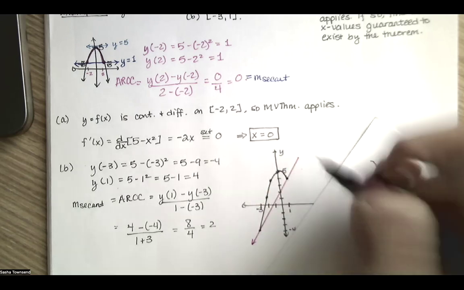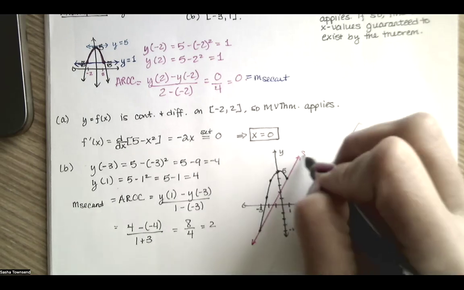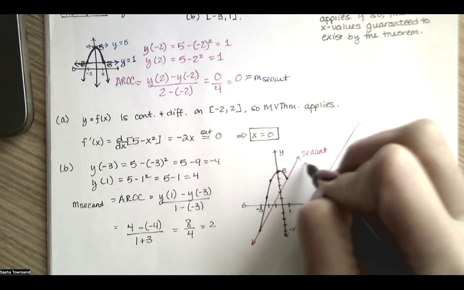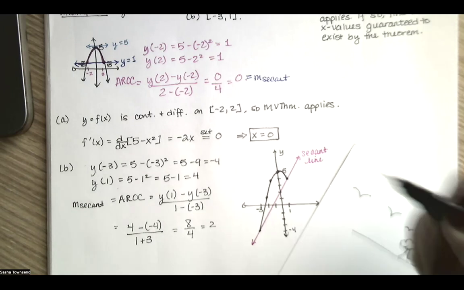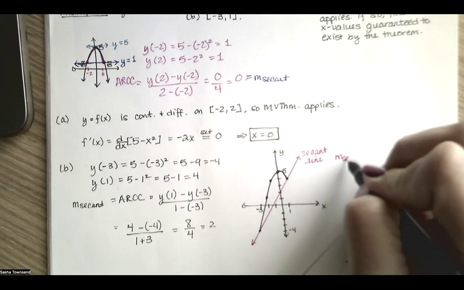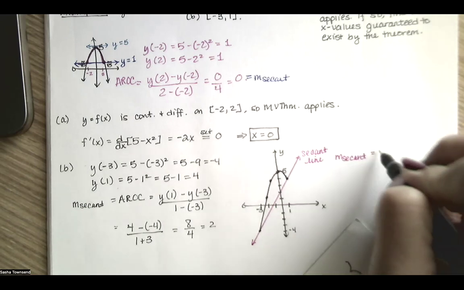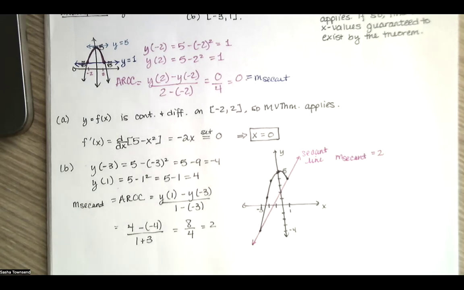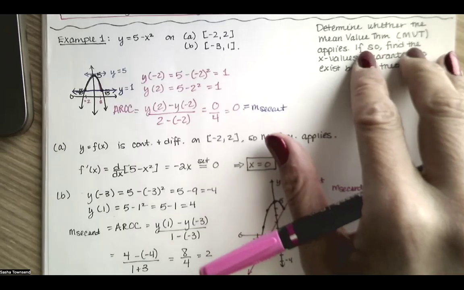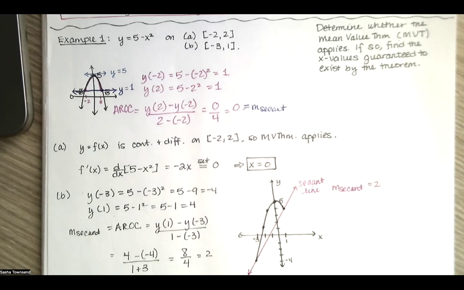So here's our secant line. In this case, the secant line has a slope of 2 for this particular interval. And now the question is, where is the x value where the slope of the tangent line is equal to 2? And first of all, does the theorem apply? Yes, it does, because the function is still continuous and differentiable.